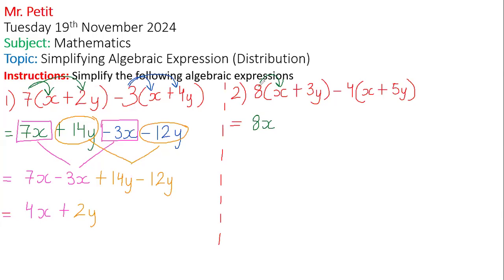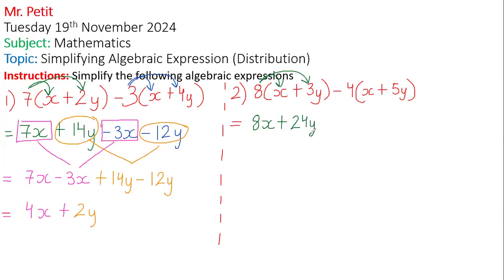So we have 8 times x, which gives us 8x. And then we have 8 times 3y. What is 8 times 3y? 24y. 24y, very good.